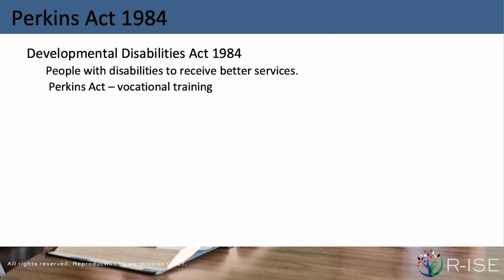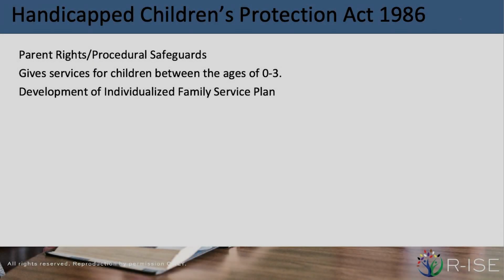The Perkins Act of 1984 continued to emphasize this need to address individuals with developmental disabilities. People with disabilities were able to receive better services and vocational training. The Handicapped Children Protection Act of 1986 assured parents of their rights and their safeguards in being able to have a voice in the education of their children. It gives services for children ages 0 to 3, and the development of the Individualized Family Service Plan came to be.